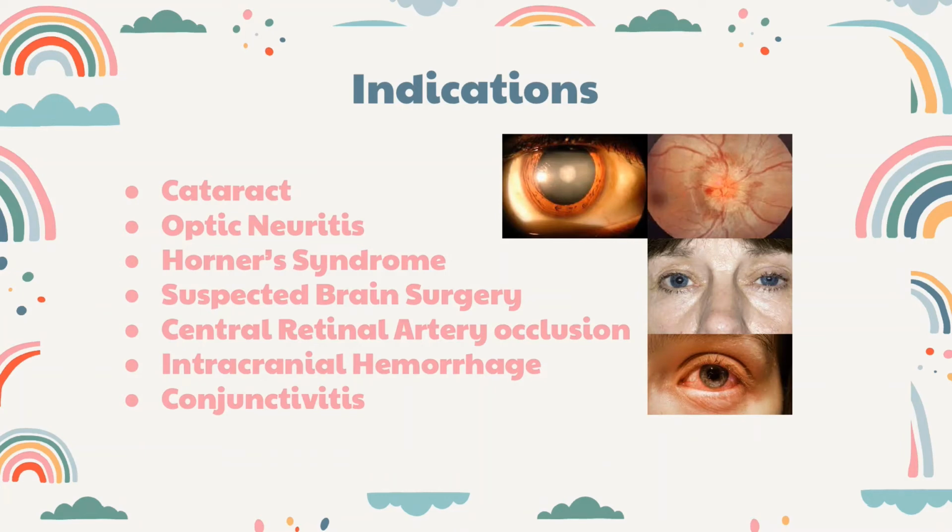Next, we have intracranial hemorrhage. Severe bleeding within the cranium can cause pressure on the brain to build up, which can lead to brain damage. As a result, pupillary assessment should be done to evaluate brain damage. And lastly, we have conjunctivitis. Patients with conjunctivitis need to have a pupillary assessment to evaluate the extent of the inflammation and its effects on the accessory eye structures.